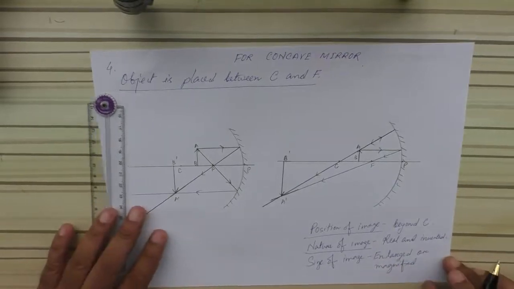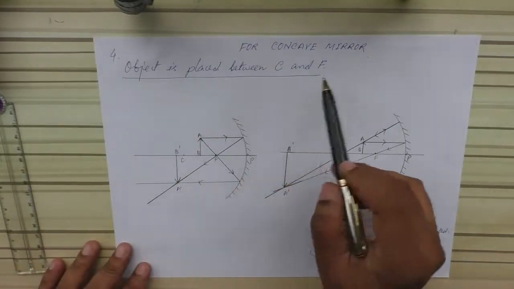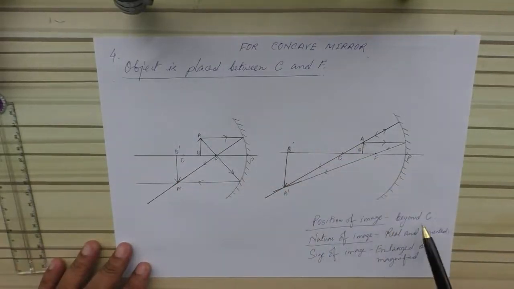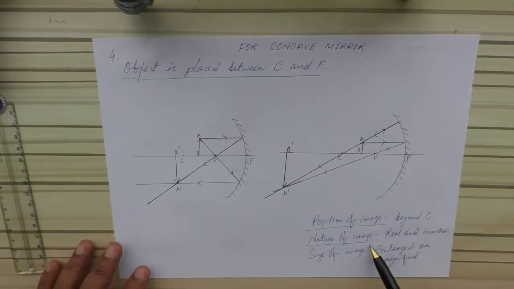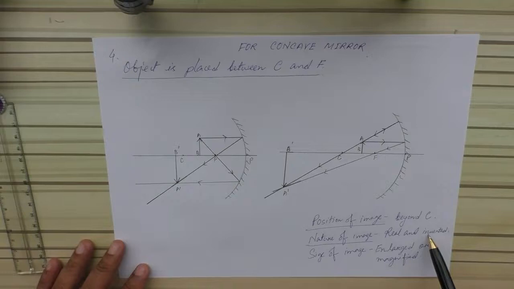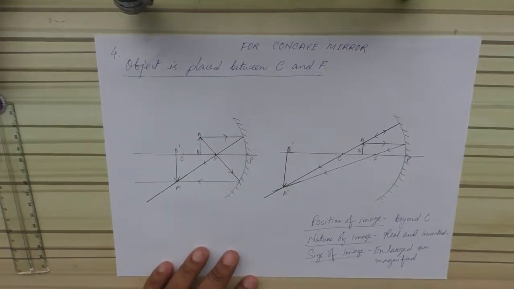So what we have discussed, if object is placed between C and F, image is formed beyond C, or we can say between infinity and center of curvature. Nature of image is real and inverted. Size of image is enlarged or magnified.